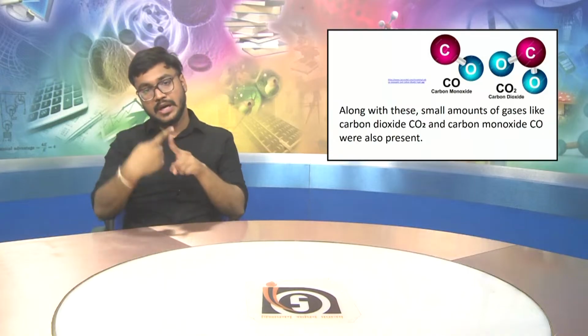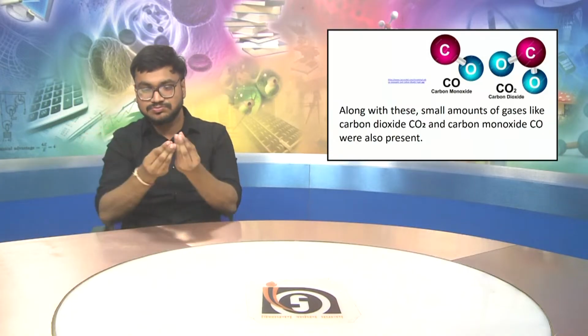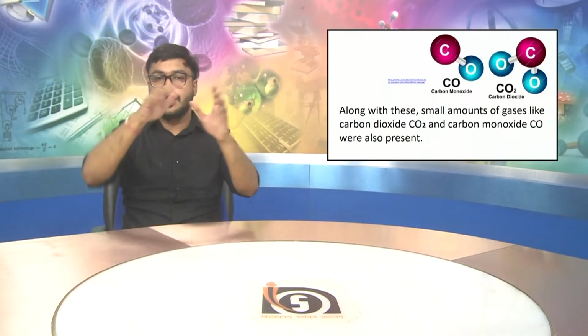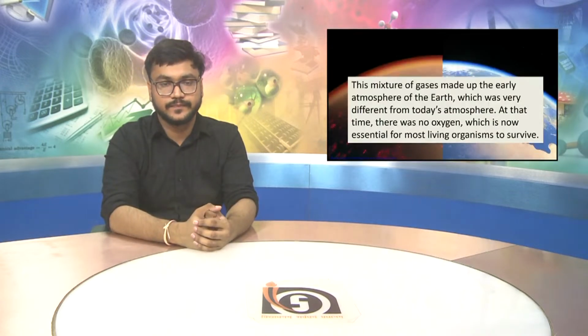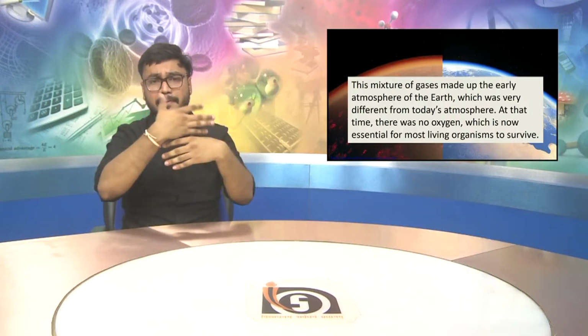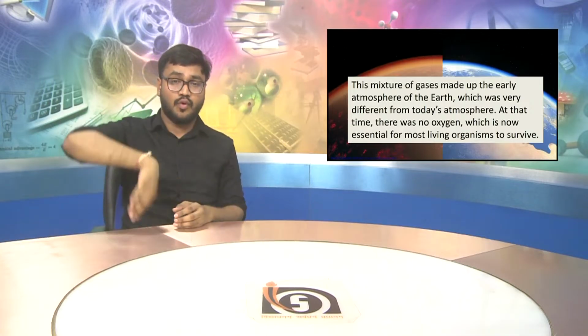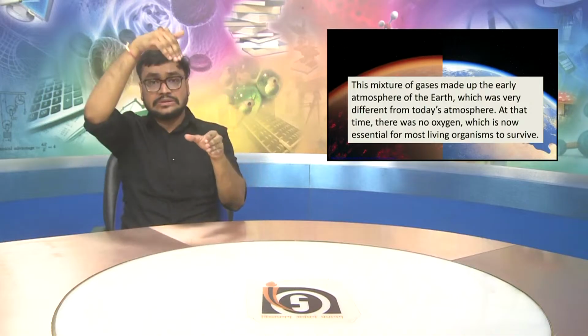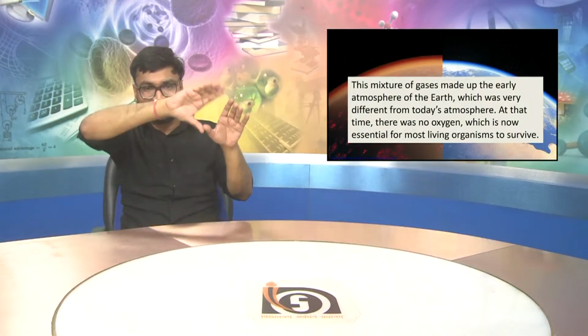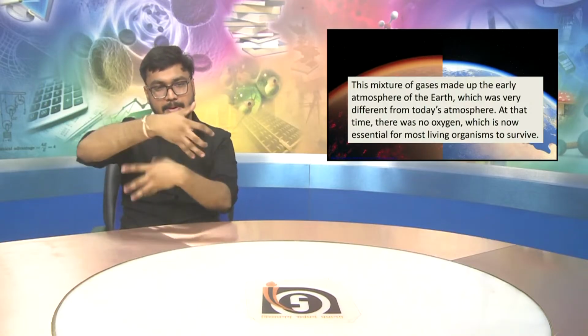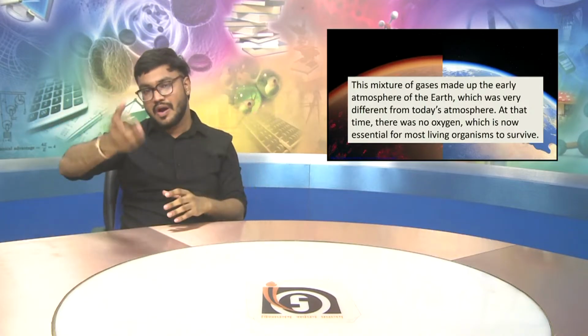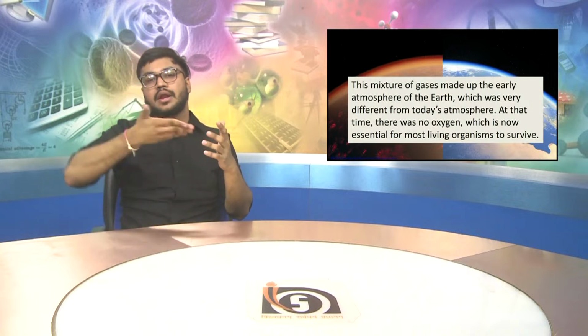Along with these, small amounts of gases like carbon dioxide, CO2, and carbon monoxide were also present. This mixture of gases made up the early atmosphere of the Earth, which was very different from today's atmosphere. At that time, there was no oxygen, which is now essential for most living organisms to survive.